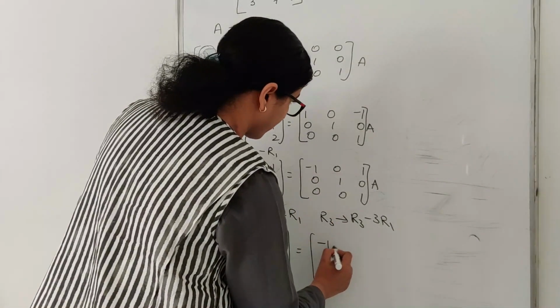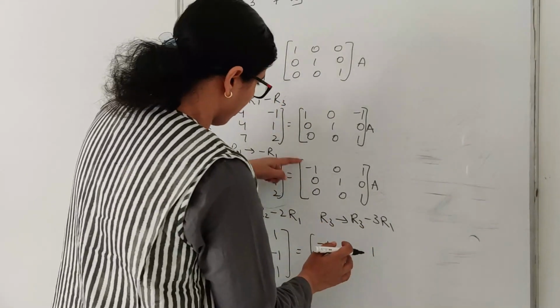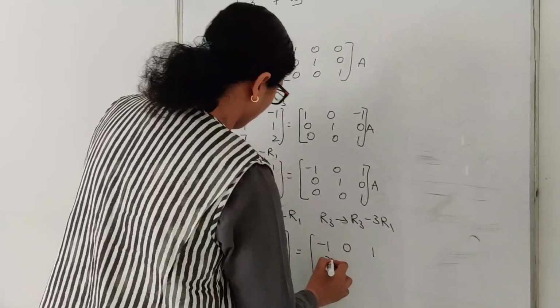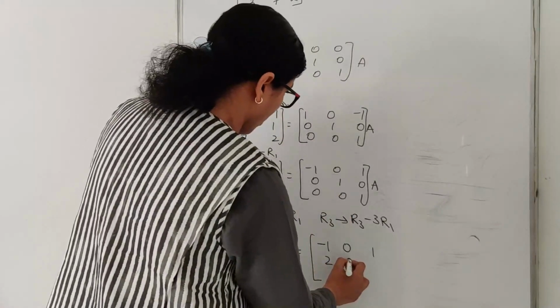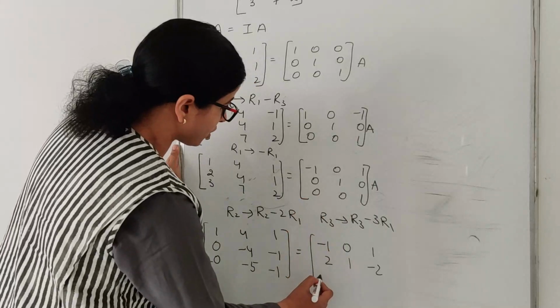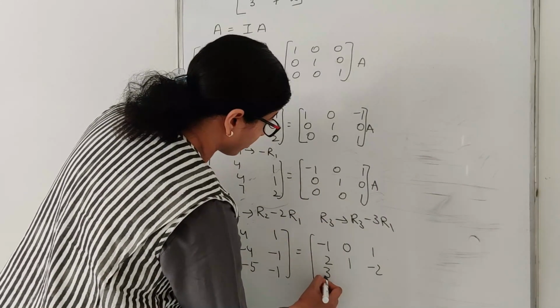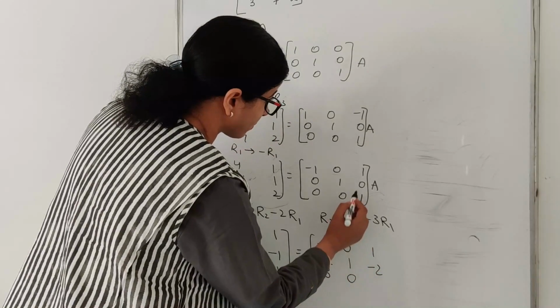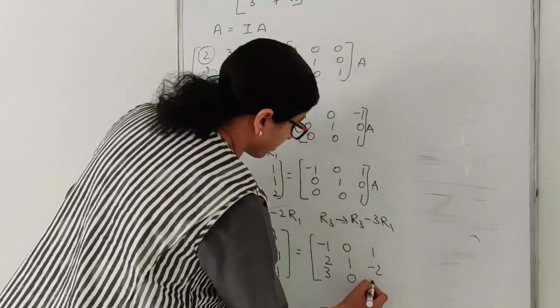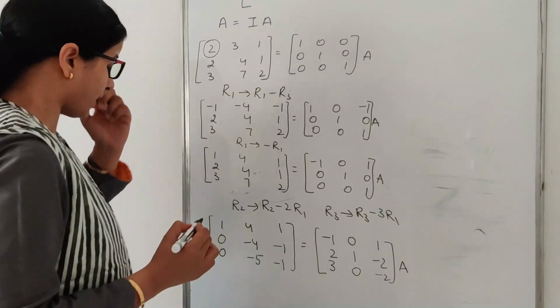Now here the same change has to be made on this side also. So R2 minus 2R1 means 2. This will become 1. This will become minus 2. For R3 the same change has to be made. So 0, this will become 3, 0. What will this become? 1, minus 3, minus 2, A. Okay. Now next, what do we have to do?